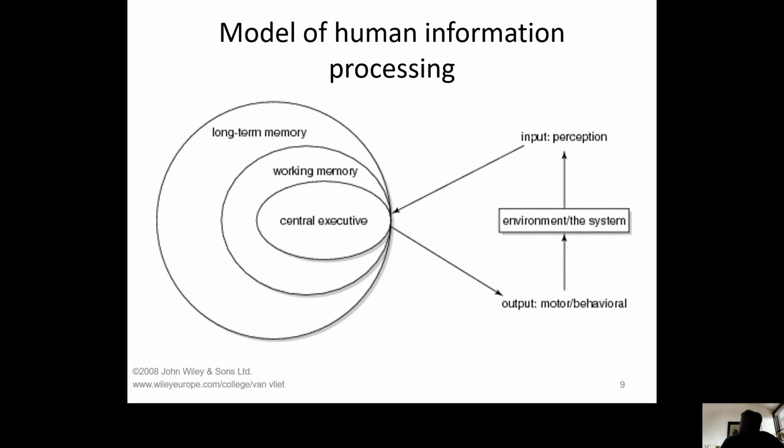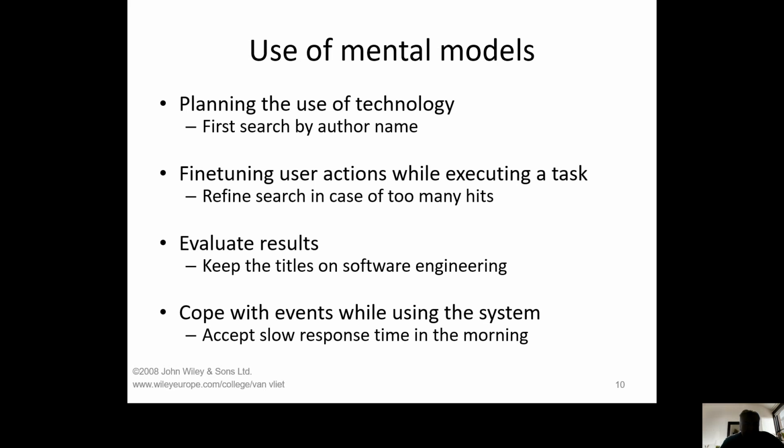We have a central processing unit, the brain, and then we have short and long-term memory. So that is how we could set up the user interface to leave a positive impression. Okay, so use of mental models, planning the use of technology. We always want to do what's called search: first search by author's name, and then fine tune it.